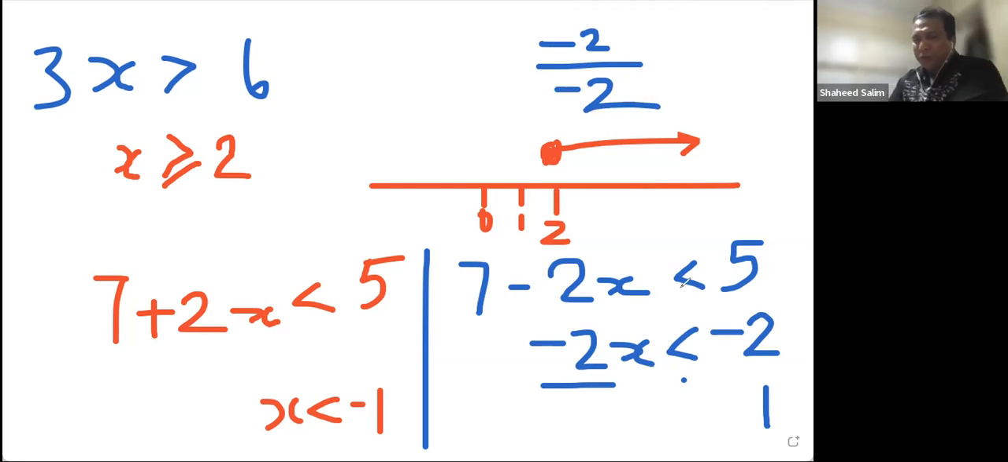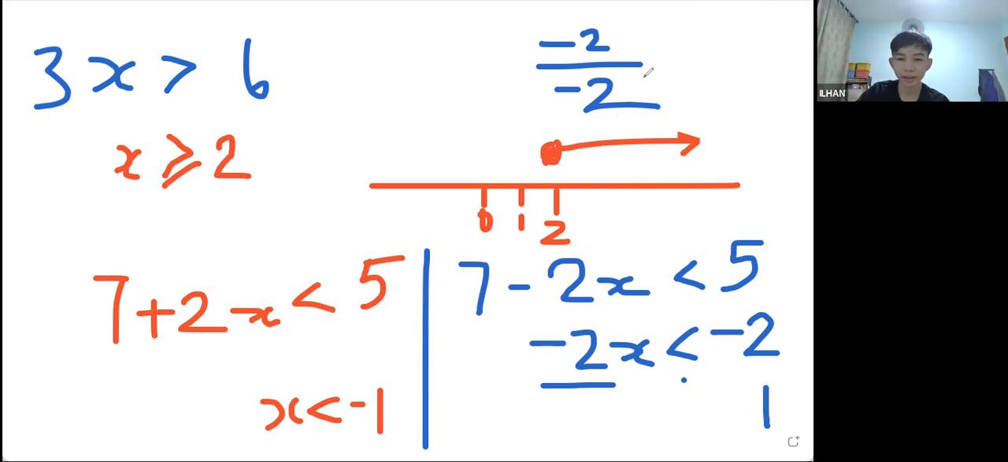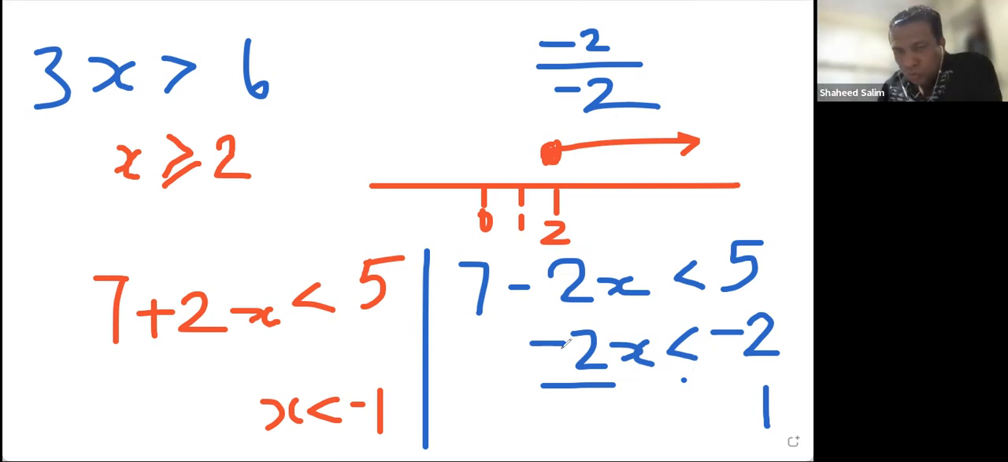You're confused? Okay. You get it? It becomes +1. But because you divide by a negative number, you have to flip the sign like that.